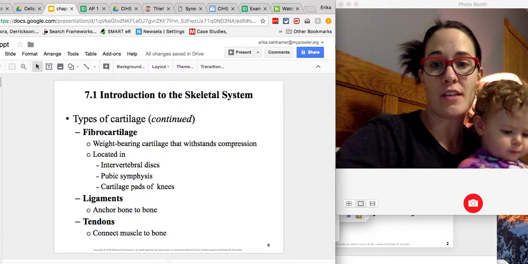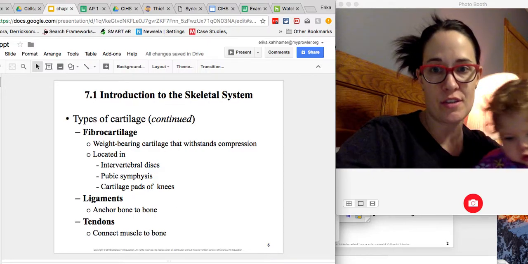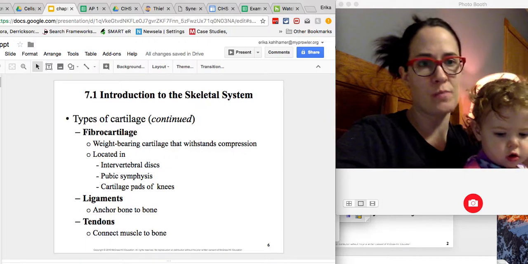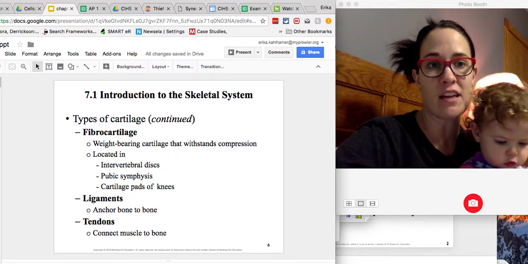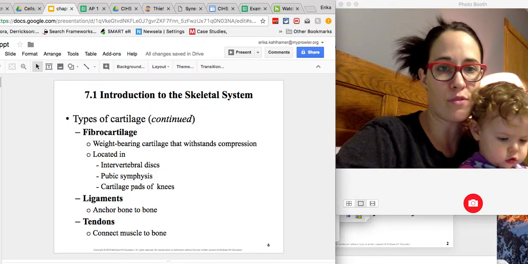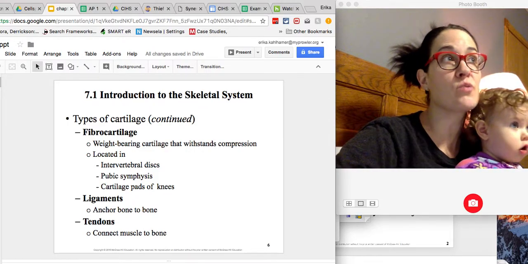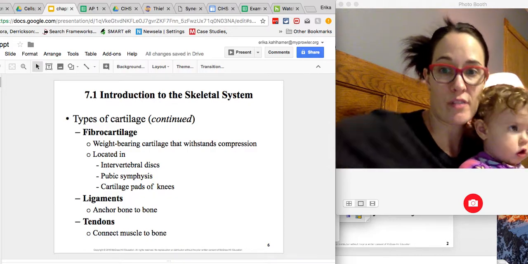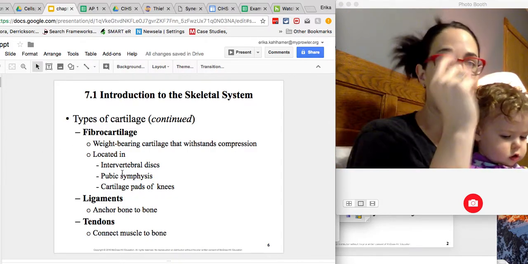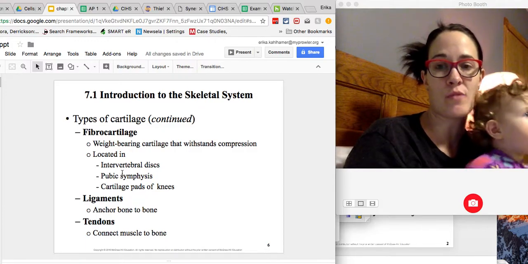The other type of cartilage is fibrocartilage. This is more of a weight-bearing cartilage, so it's made to withstand a lot of compression. So we're going to find it in places in your body that withstand a lot of force, or that have to endure a lot of force. So in between your vertebrae, these are called your intervertebral discs. Every one of your vertebrae in your spine, there's a little pad of cartilage in between it.